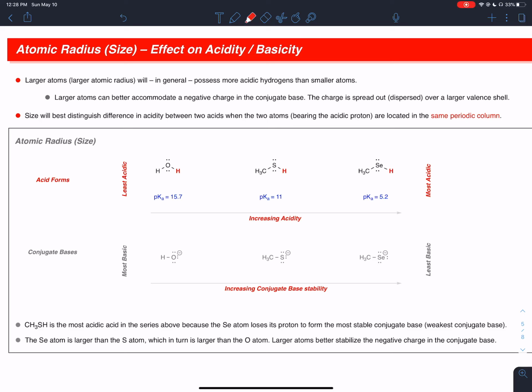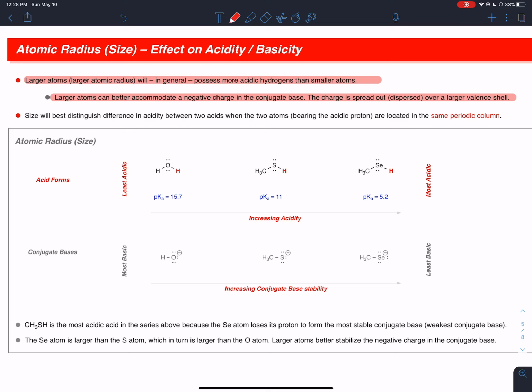Hi everyone, in this video segment we are going to be talking about how size can affect acidity and basicity. It is the case that larger atoms will in general possess more acidic hydrogens than smaller atoms. This is because larger atoms can better accommodate the negative charge in the conjugate base.